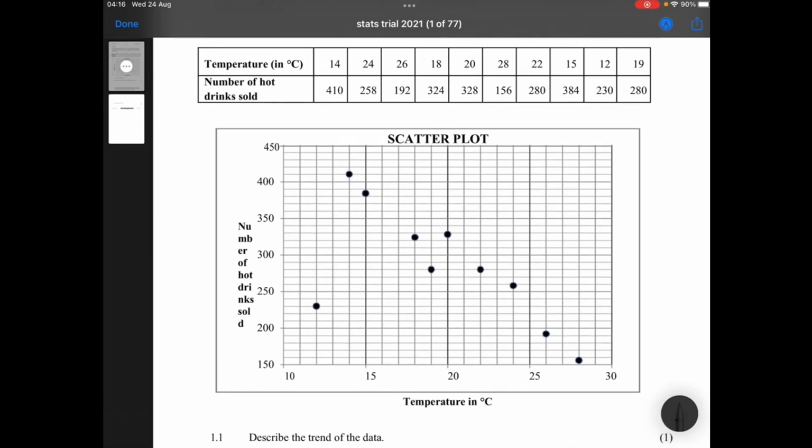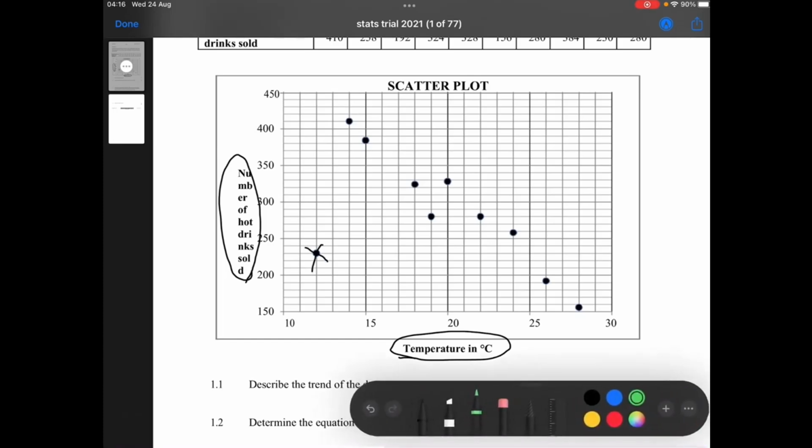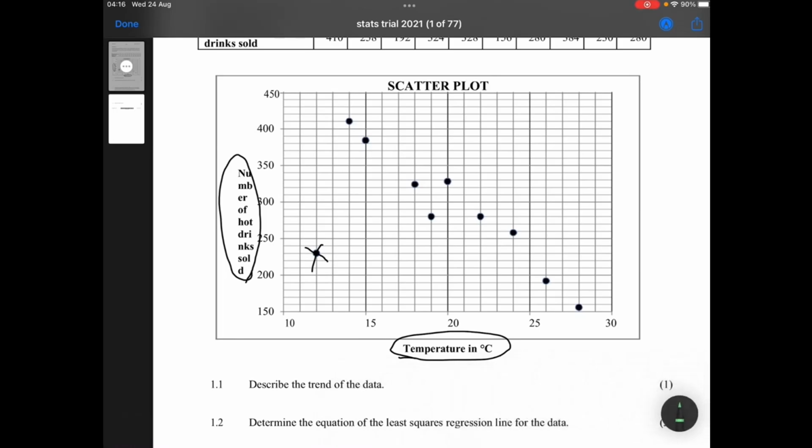So let's look at our scatter plot. On the x-axis, we have the temperature. And then on the y-axis, we have the number of hot drinks sold. Now, let's look at our data. Let's ignore this point here because it's very far away from all the other points. Let's stick to these points that are on a line, so to say.